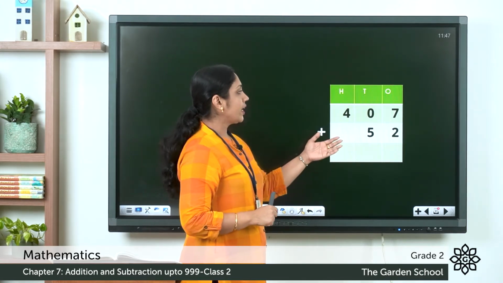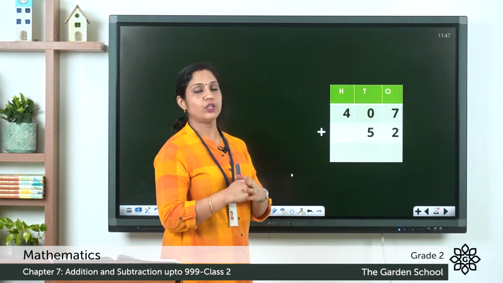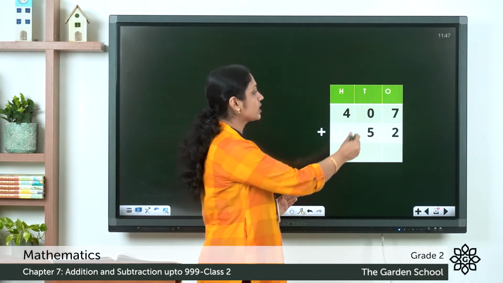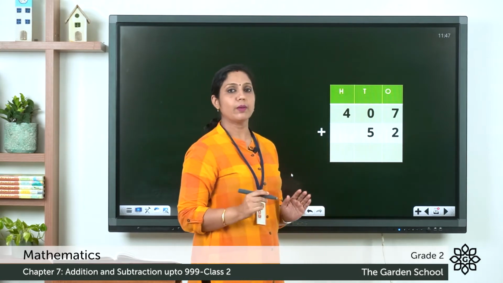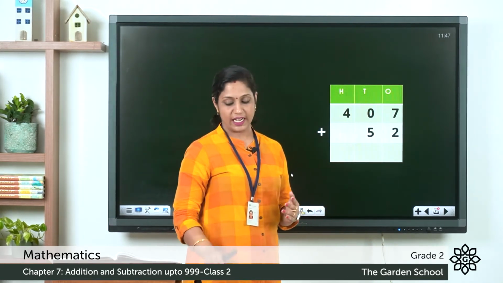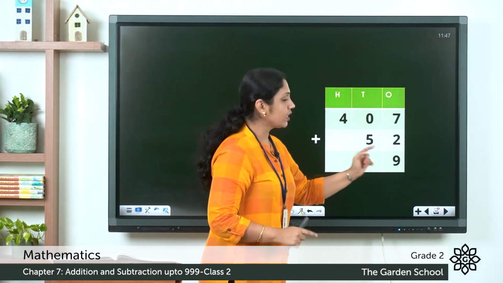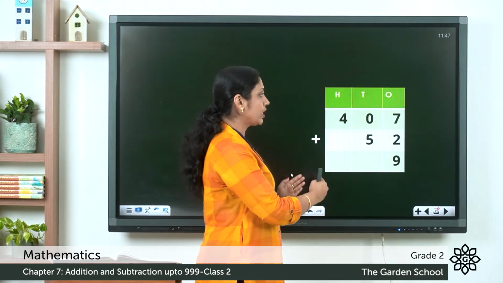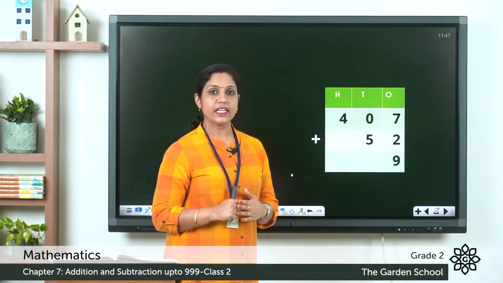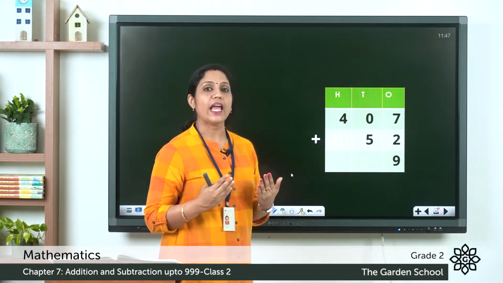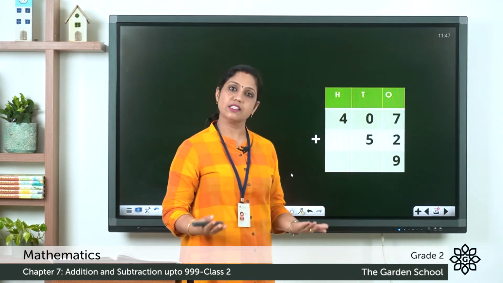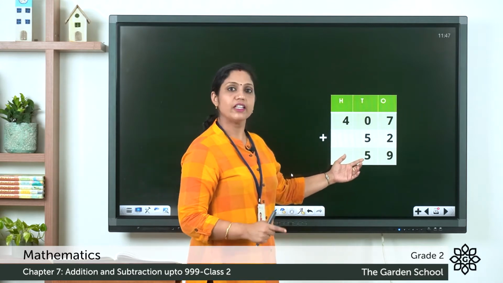Let's look at this number. We have 407 plus 52. First, to add, we'll check the ones position. 7 plus 2 are the numbers in the ones position. 7 plus 2 is equal to 9. So write that 9 under the ones position. Now let's move on to our tens place. We have 0 plus 5. We have already learned that any number when added with 0, we get that number itself. So 0 plus 5 is 5 itself. So write that 5 in the tens place.